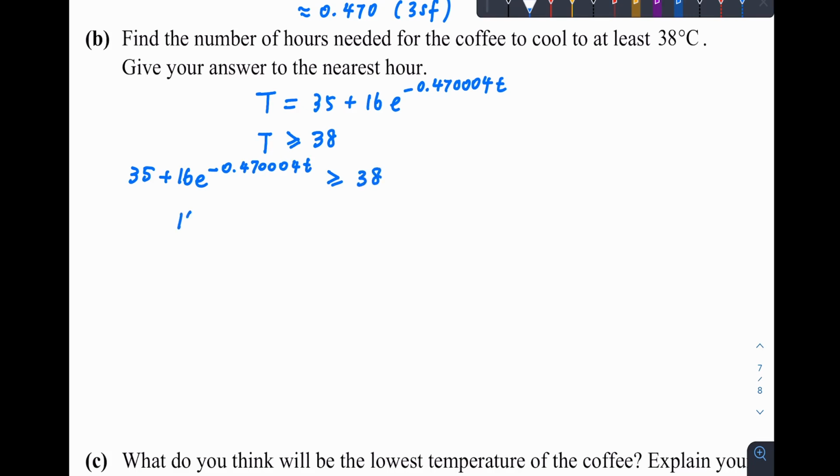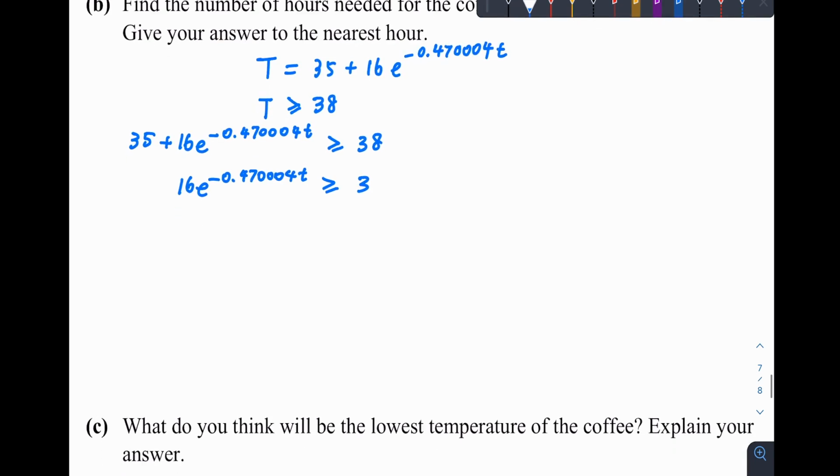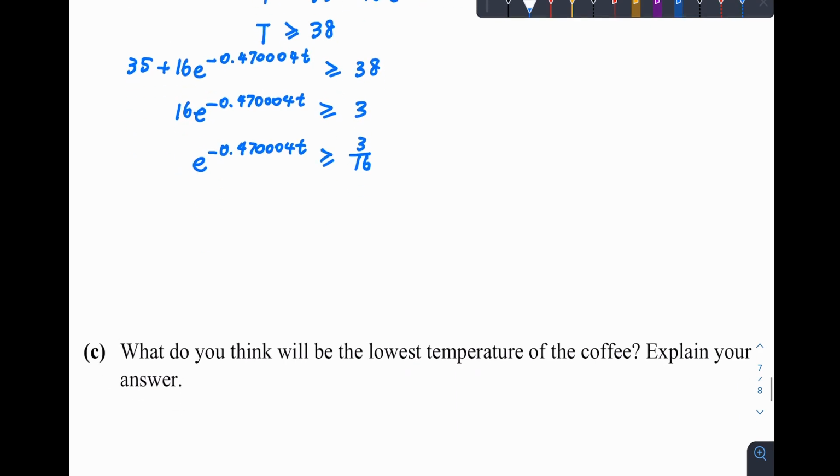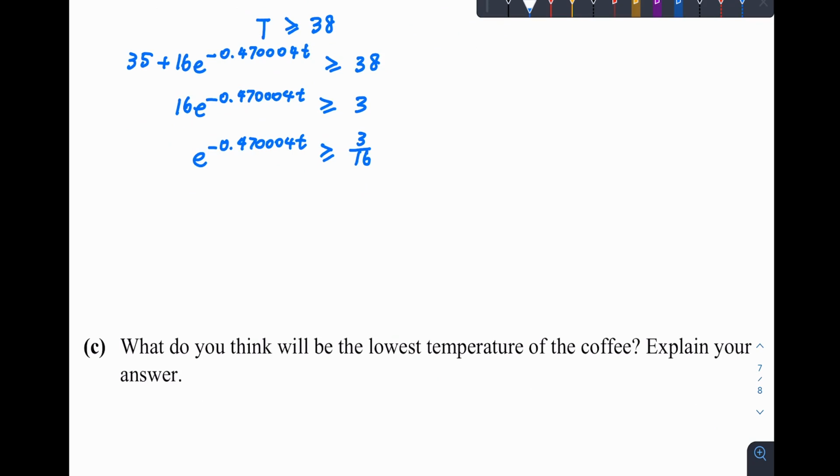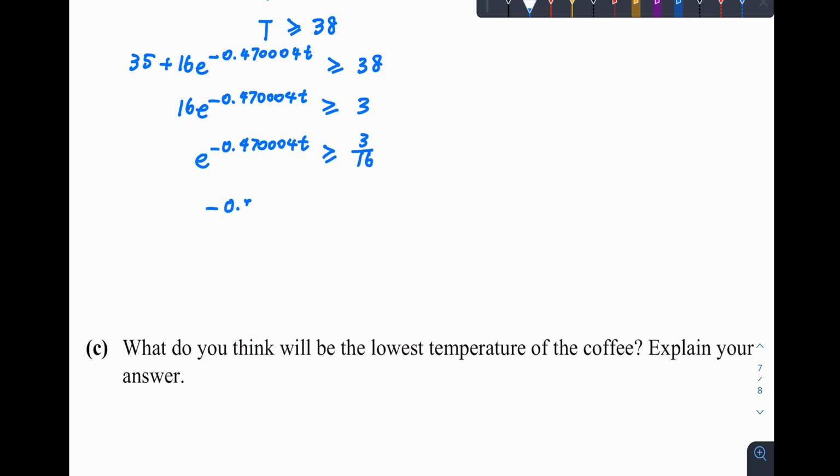Alright, so let us try to solve for t. It's just the reverse process, and we want to make t the subject of the inequality. So we minus 35 on both sides, and then we divide by 16 to get 3 over 16. And then we will need to take the ln of both sides, alright? So base e, we need to remove the e. So we remove the base on the left, and the reverse process on the right-hand side is to include a log base e, or ln, of 3 over 16.